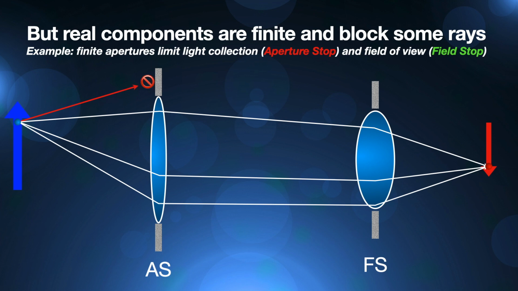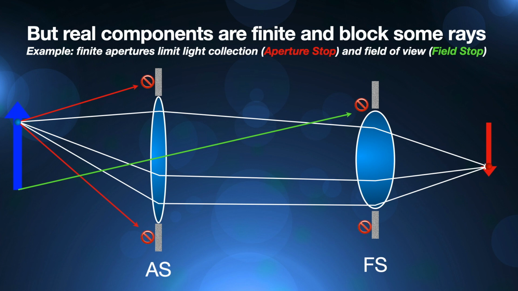But in real systems, the components are finite and can block the rays. So it's not always appreciated that we can use the paraxial approximation and the ray matrices to calculate where the rays are going to be blocked in the system. With this, we can find the finite element that limits the light collection, called the aperture stop, and the other element that limits the field of view, called the field stop.